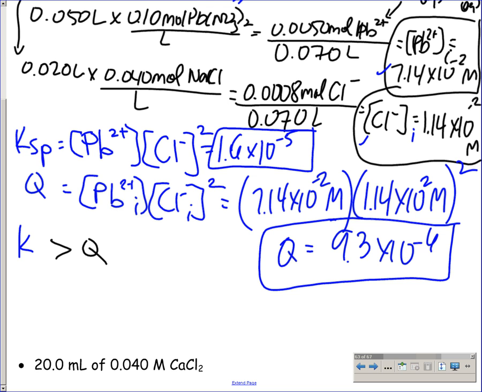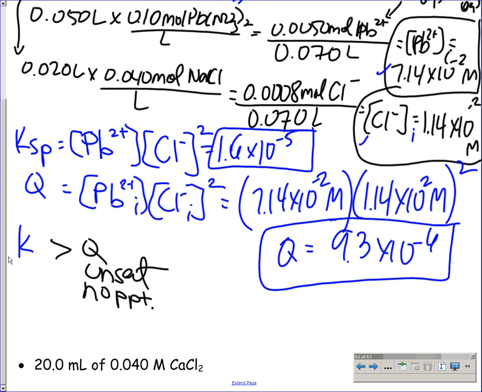So it's unsaturated because we have too few ions in solution. So if it's unsaturated, is a precipitate going to form? No, because the Q is less. That means we're cool. There's not too many ions in solution, so we're not going to form a precipitate. So no precipitate forms. On an AP exam, it would say, predict if a precipitate would form, use mathematics to support your answer. So you have one of these on your test on Friday.